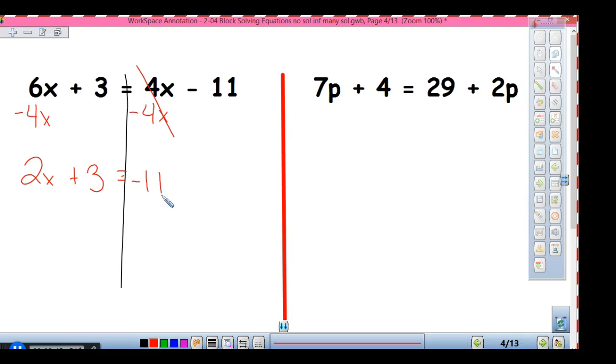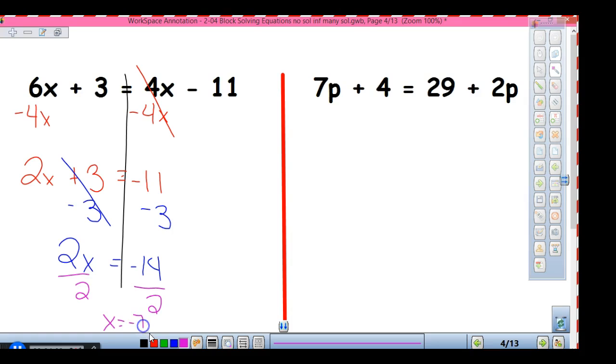So what is my next step, Trey? Yeah, subtract 3. Bring down your 2x equals negative 14. Yep. Then what, Jaden? Divide by 2. x equals negative 7. Do that.